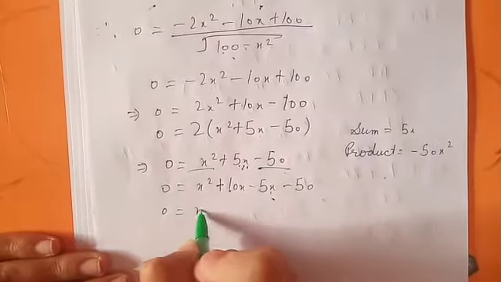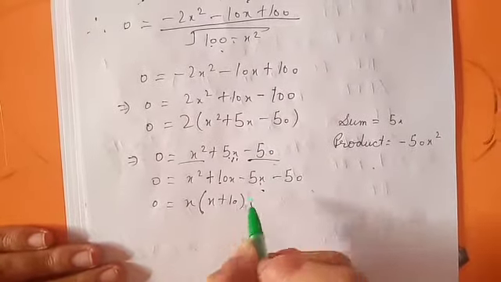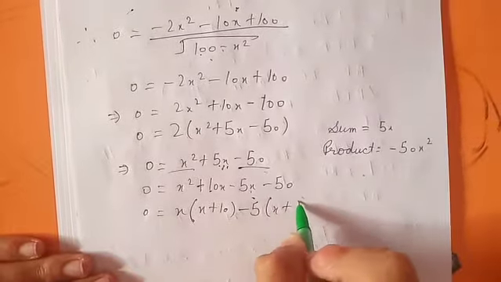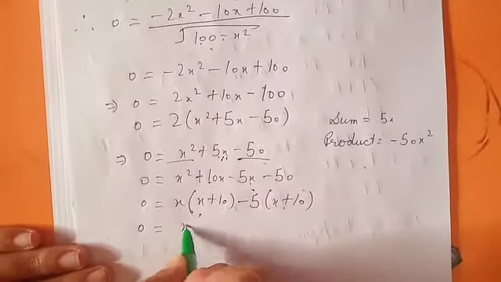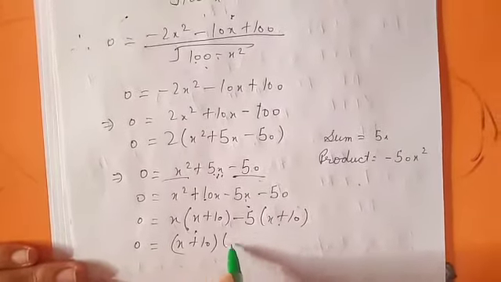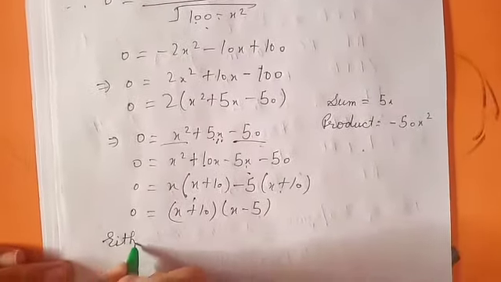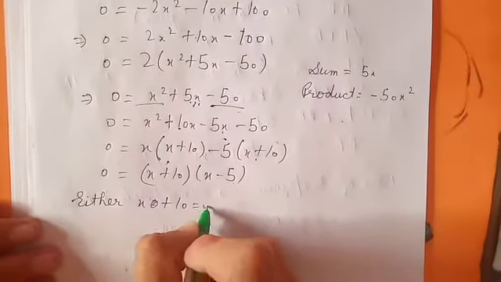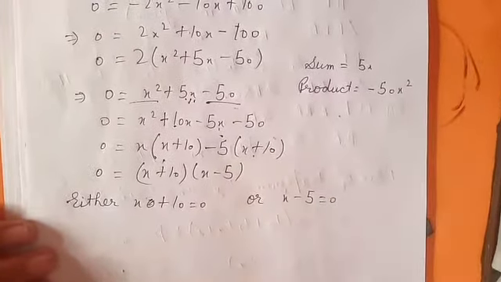So 0 is equal to x, we can take common from there, we will get x plus 10, and minus 5 common from here, x plus 10. Now x plus 10 is common, so 0 is equal to x plus 10 into x minus 5. Now either x plus 10 is equal to 0 or x minus 5 is equal to 0.